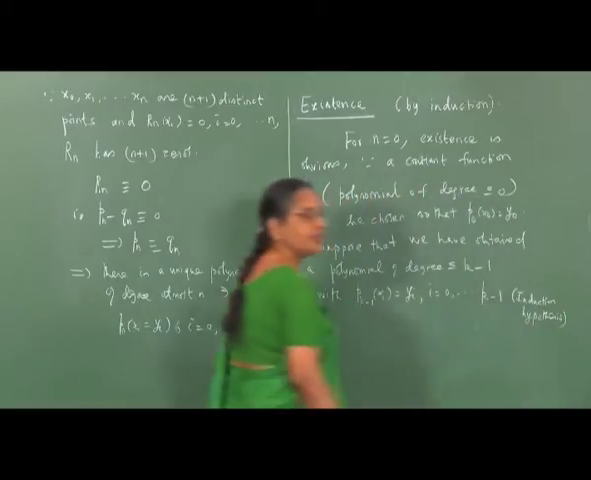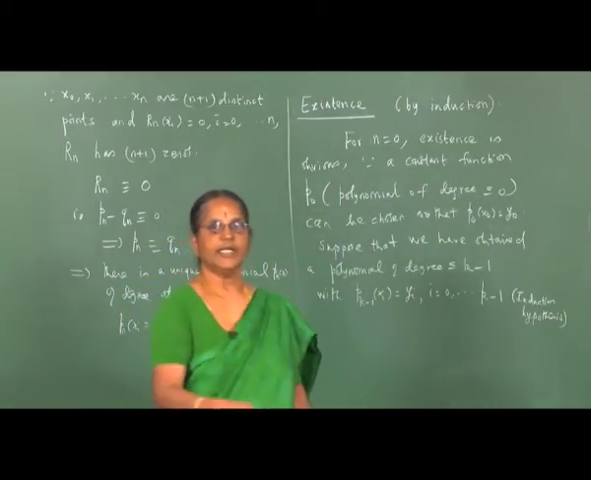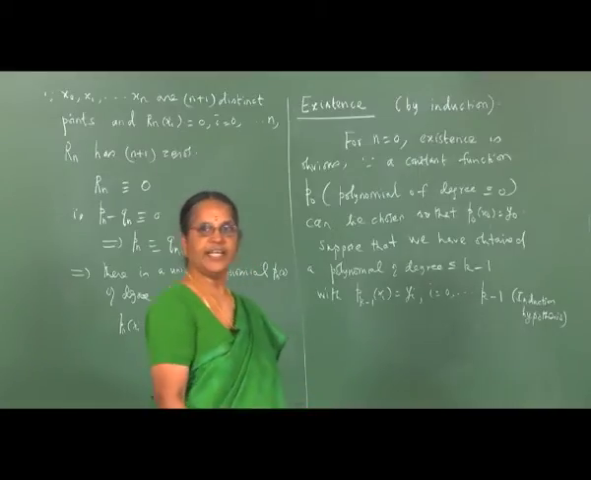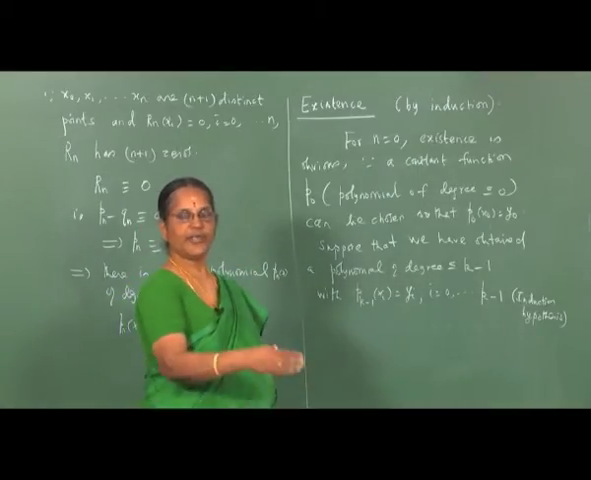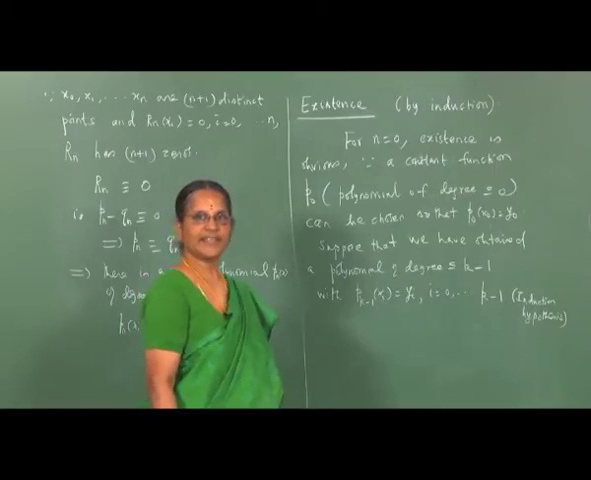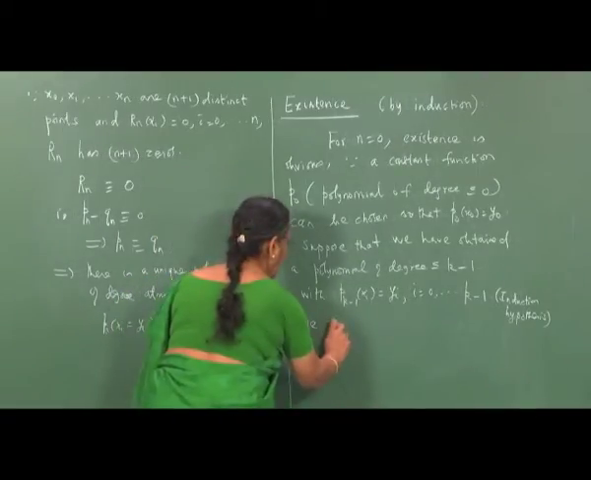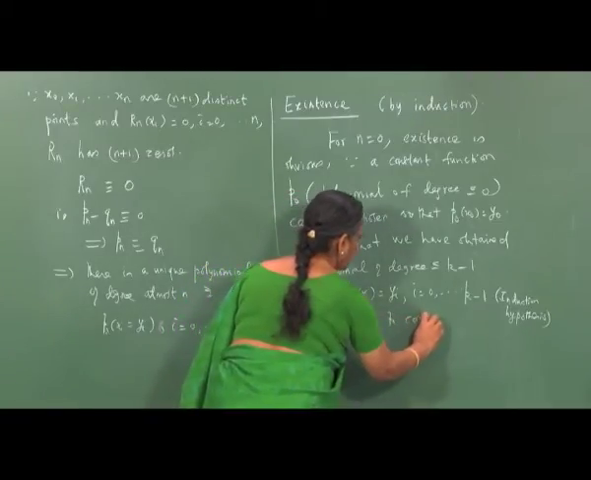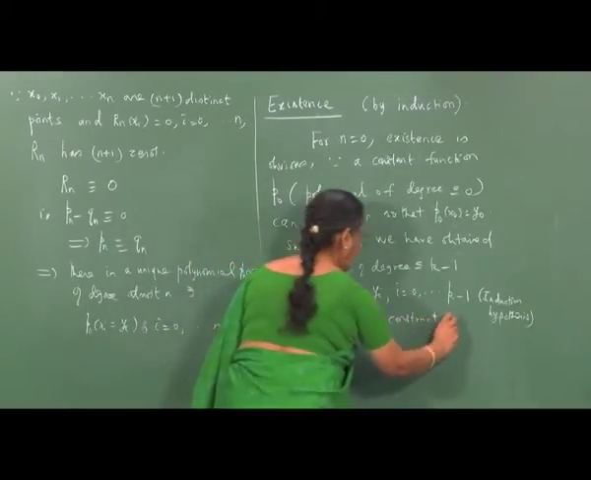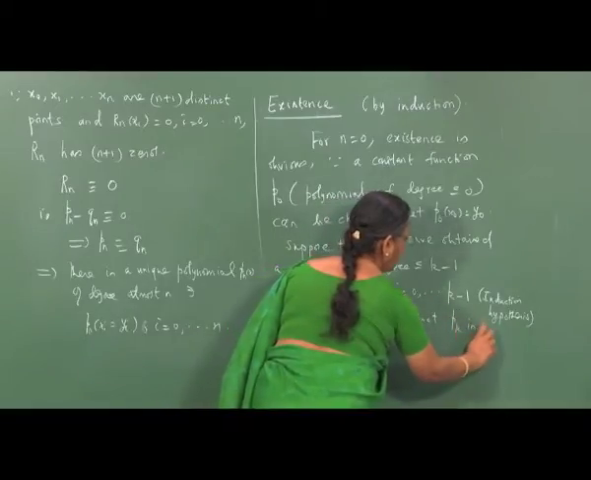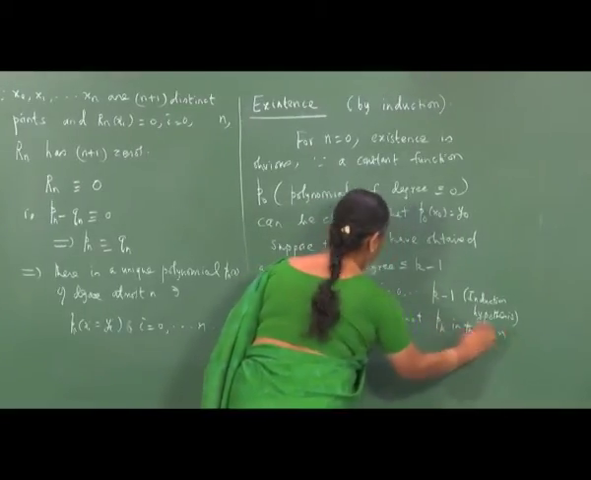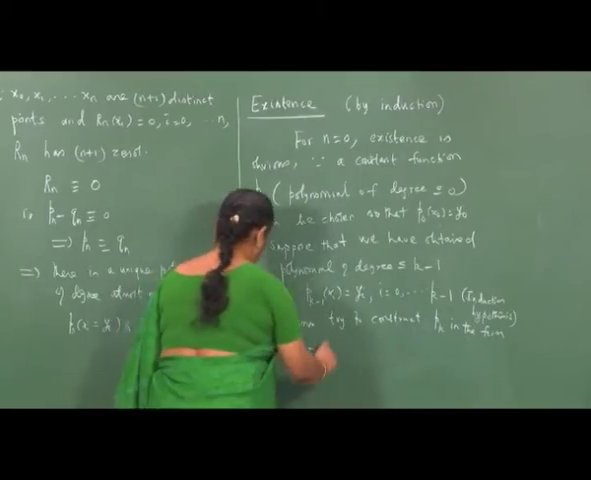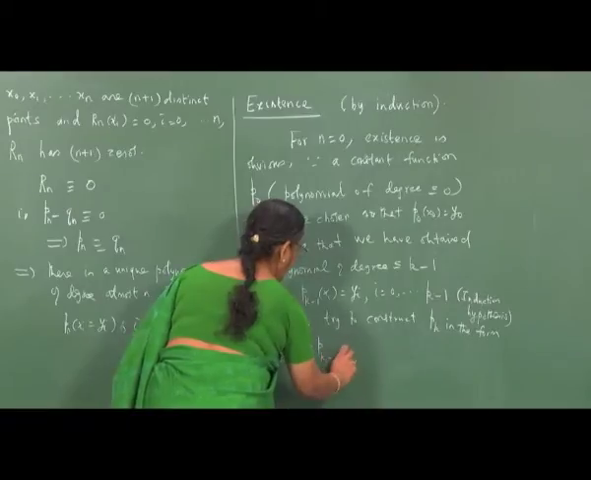So, what should we show? We should show that we would be able to obtain a polynomial of degree less than or equal to k satisfying pk of xi equal to yi. We now try to construct pk in the following form, namely pk of x is equal to pk minus 1 of x.